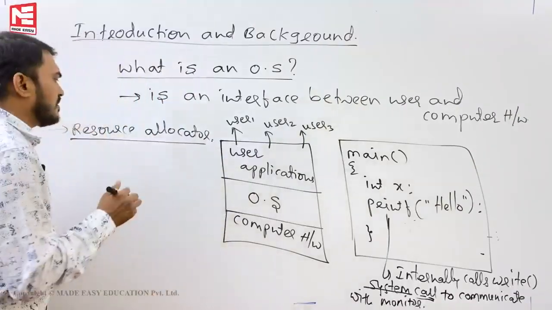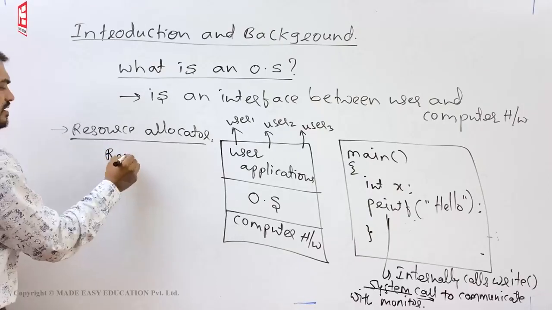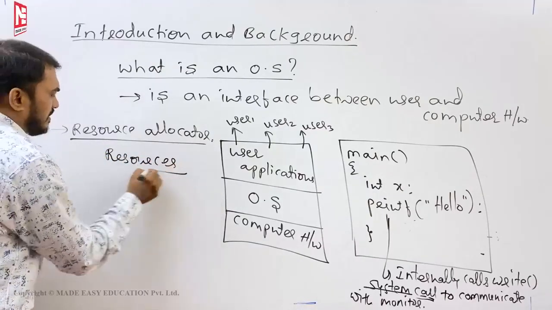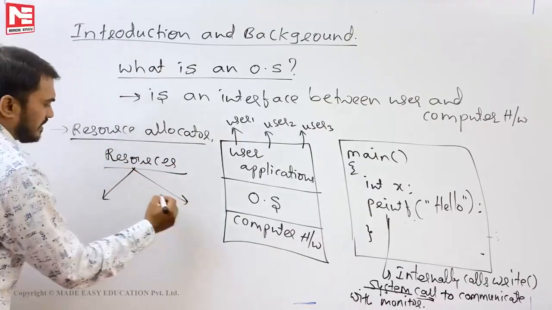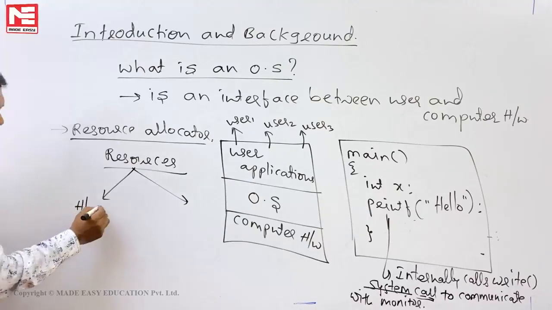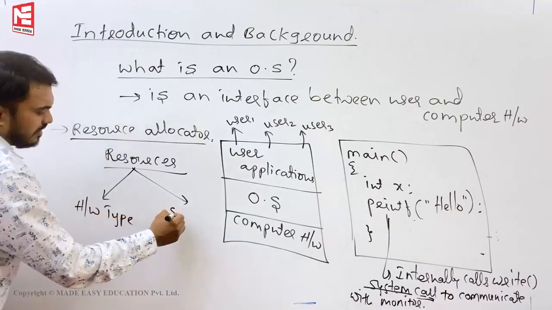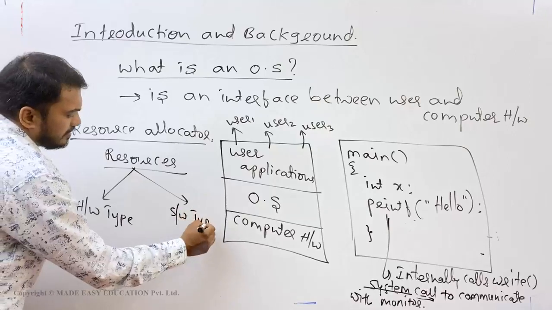What are the resources we have? Note down this. Resources are categorized into two types. One is hardware type of resource and the next is software type of resource.